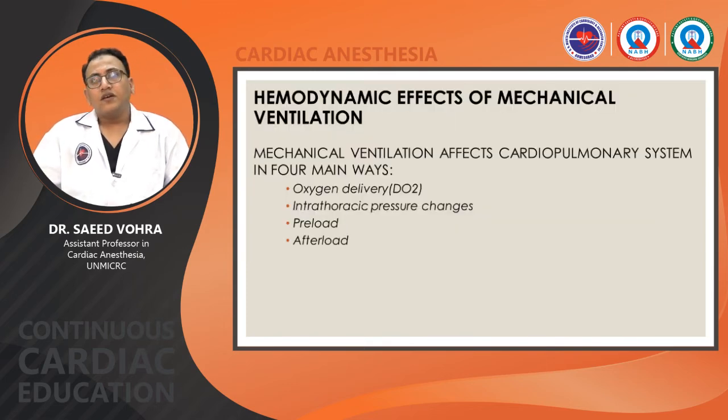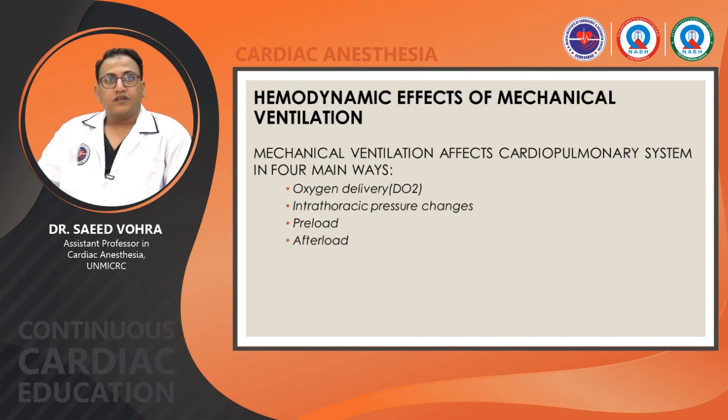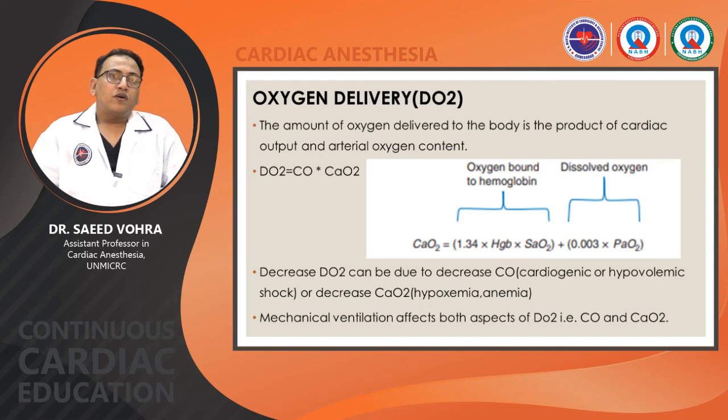Now lastly, the hemodynamic effects of the mechanical ventilation. Mechanical ventilation affects the cardiopulmonary system in 4 main ways: oxygen delivery, intrathoracic pressure changes, preload and afterload. The amount of oxygen delivered to the body is the product of the cardiac output and arterial oxygen content. Now decreased O2 delivery can be due to either decrease in cardiac output, as in cardiogenic shock and hypovolemic shock, or due to decrease in arterial content of the oxygen.